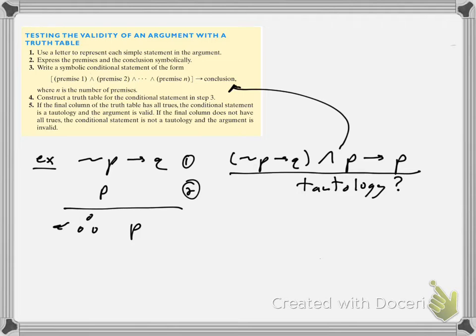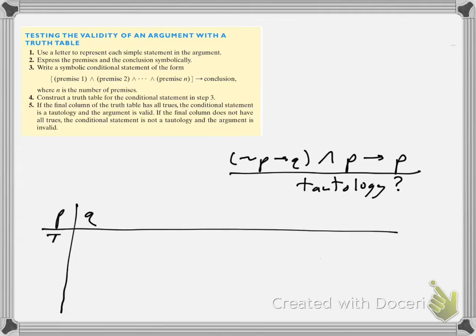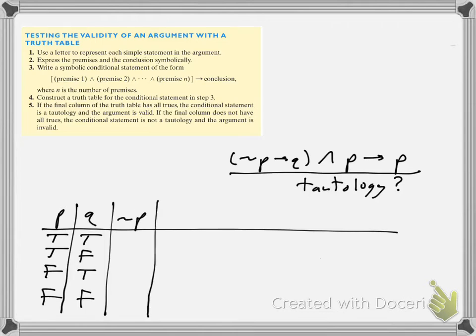Okay? So, let's draw a truth table for this. Okay, I've got it right there. So we have to build the truth table like we've done in the previous examples. So I've got my P and my Q. Okay, I've got true, true, true, false, false, true, false, false. That's our standard pattern. We're going to have a not P column because there's a not P that appears.